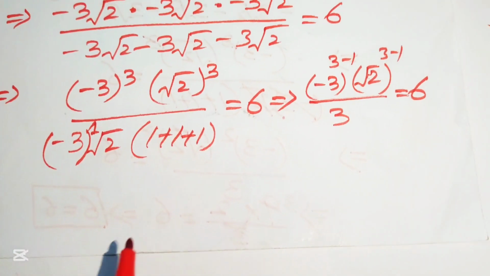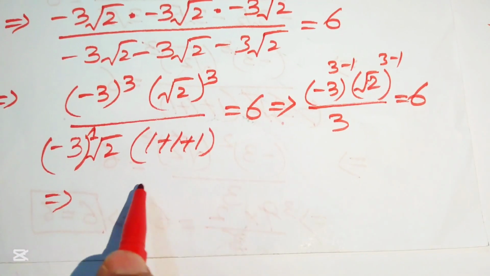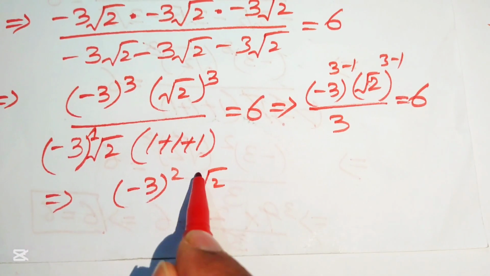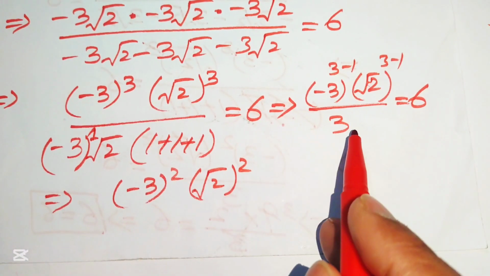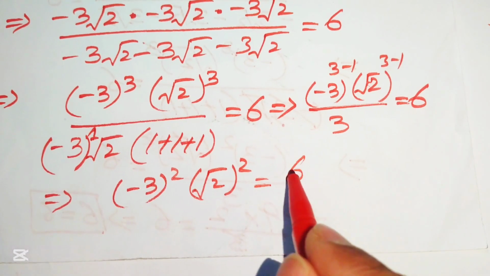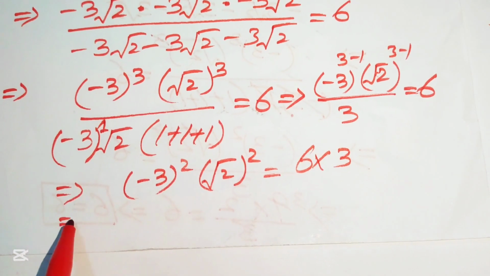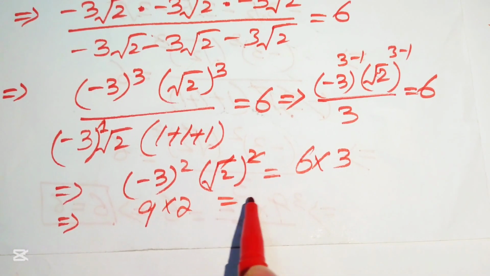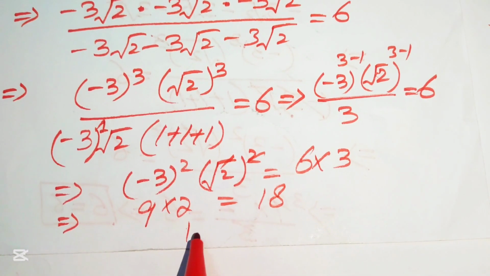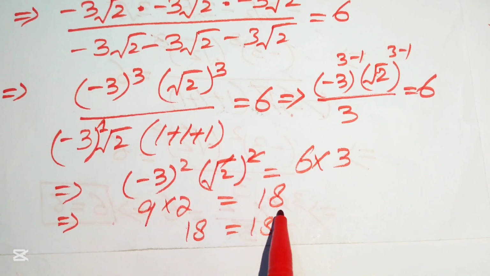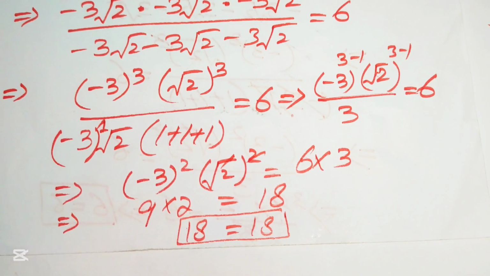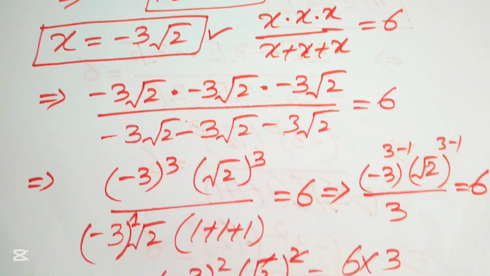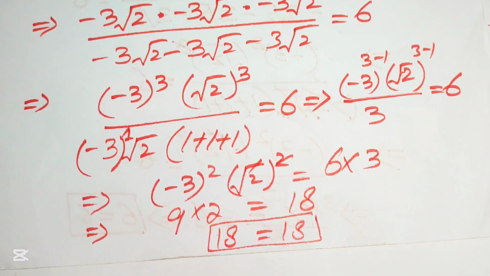Okay, so further you see here we have minus 3 squared and square root of 2 squared. We move this 3 to the right side, it will become 6 times 3, and here you get minus 3 squared is 9 and this is 2, equals 18. So 9 twos are 18 equals 18. This shows that the value of x equals minus 3 into square root of 2 also satisfies the given question statement, and this is the final answer.